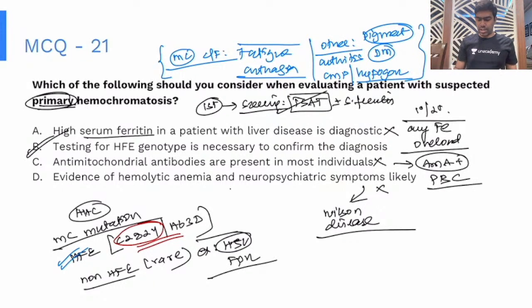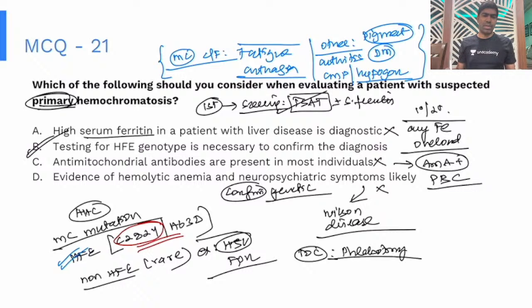But the confirmatory test will be genetic testing. So you have to do the genotype. That's what we call the confirmatory test. And the treatment of choice for hereditary hemochromatosis will be phlebotomy. In case phlebotomy is contraindicated because of anemia, then you can use iron chelators like deferoxamine or deferasirox, but the treatment of choice is actually phlebotomy and nothing more than that.